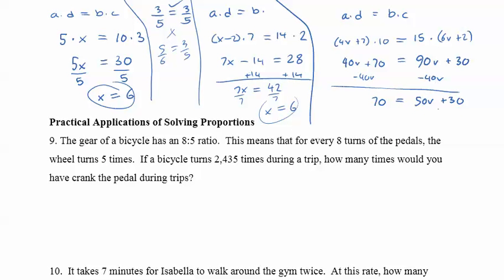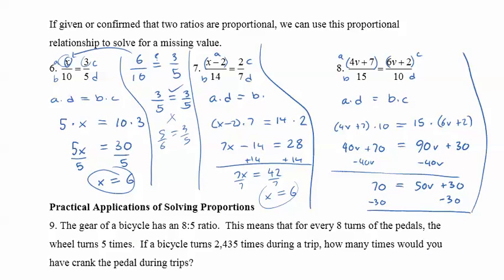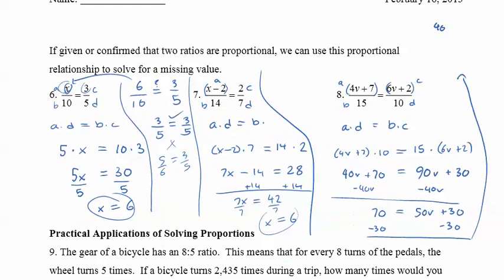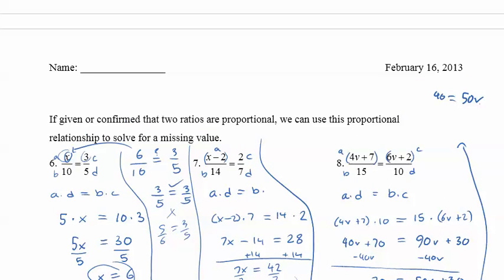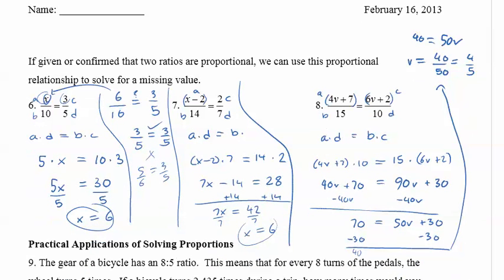Subtract 30 from both sides, we can get v by itself. This will get us 70 minus 30, which is 40, equals 50v. And now we can just divide by 50. v equals 40 over 50, which is then equal to 4 over 5. And you can go back and check this answer by just plugging it into both v's.